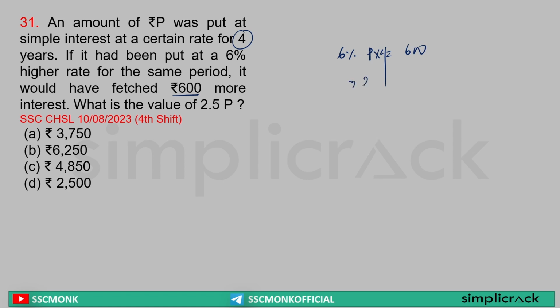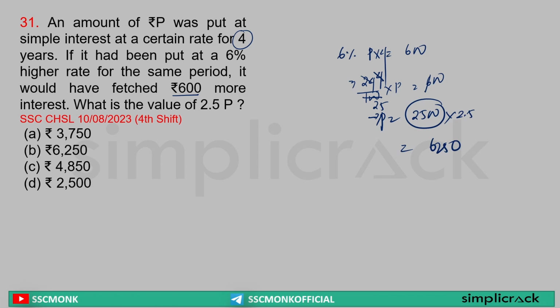Now, sir, I can write 24 by 100 into P is equal to 600, or 6 4s are 24, 4 25s are 100, P is equal to 2500. So what is the principal? 2500. It is asking about 2.25 into P. Sir, one decimal. It will take out 10. So 10 is remaining.